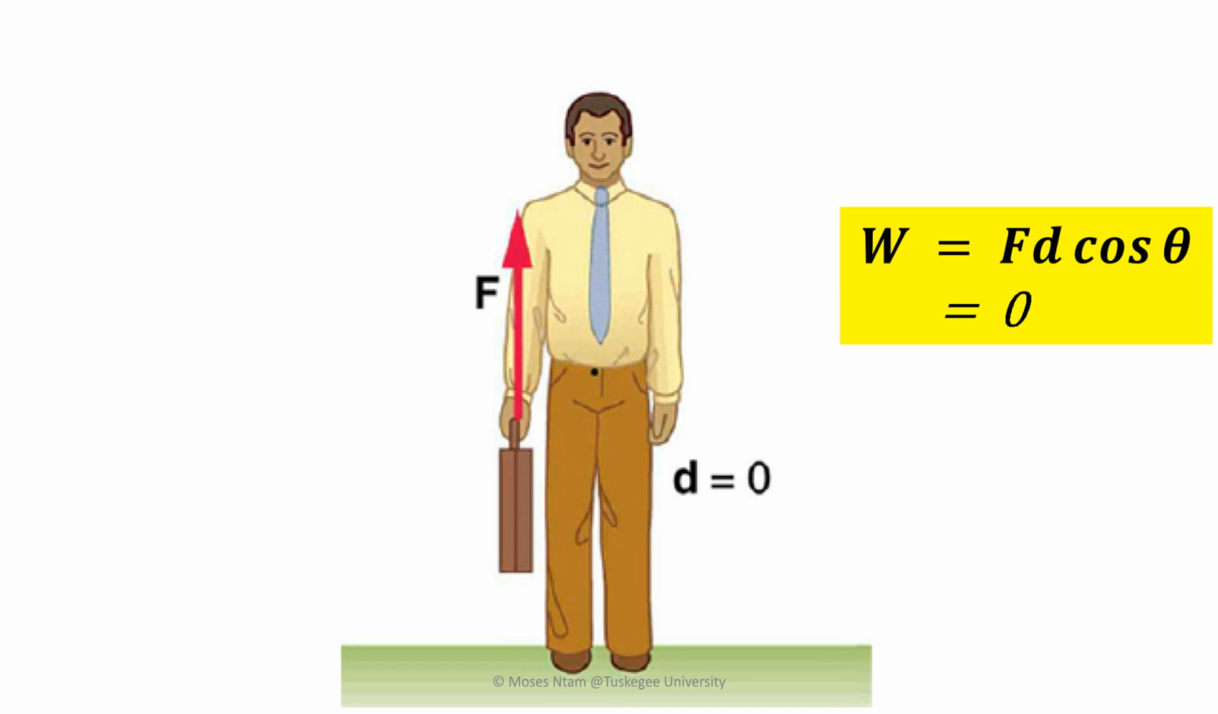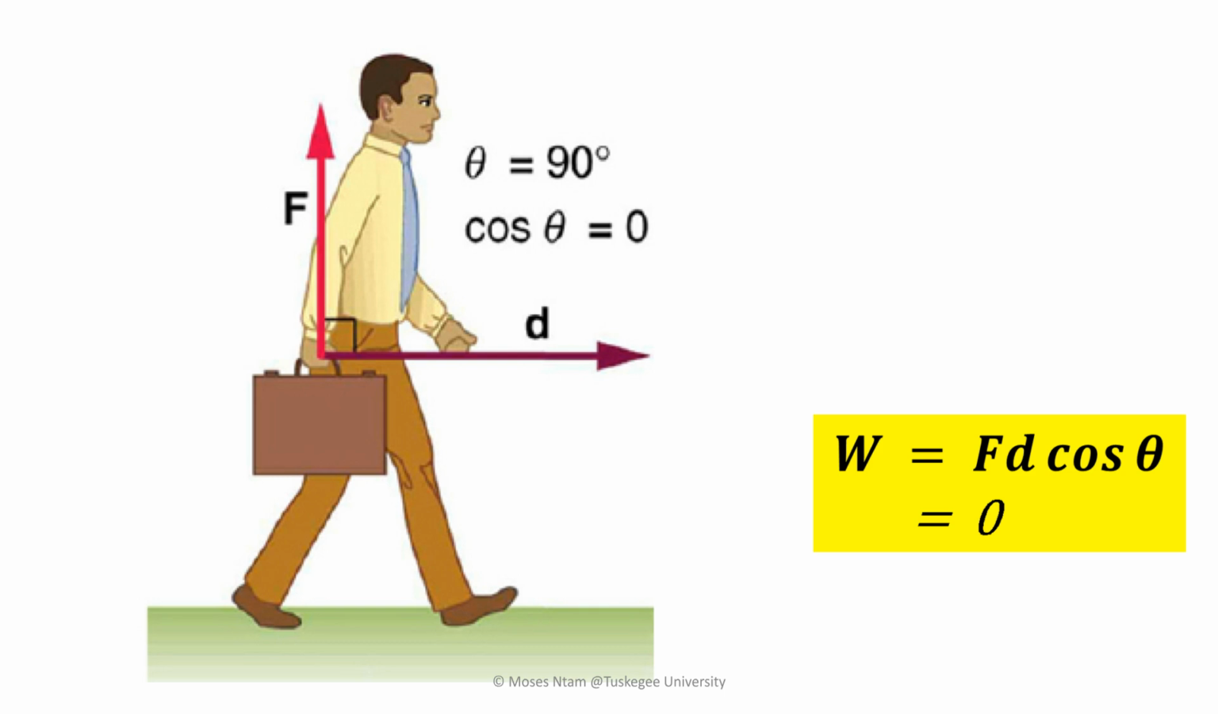Here, with zero displacement, the work is zero. If the force is perpendicular to the direction of displacement, meaning an angle of 90 degrees, then cos 90 degrees is zero, resulting in zero work done.